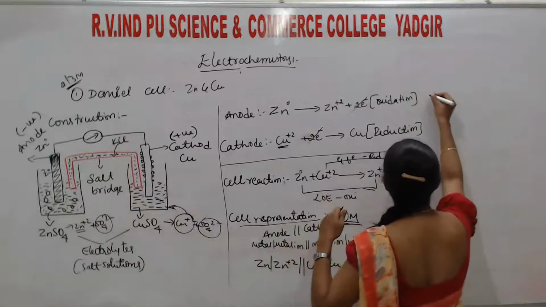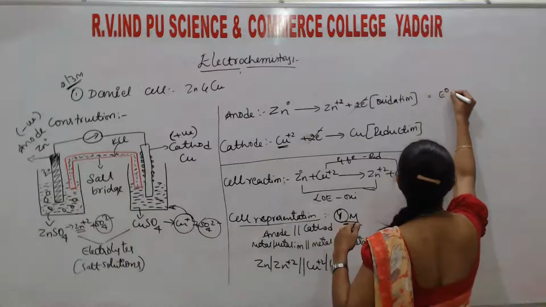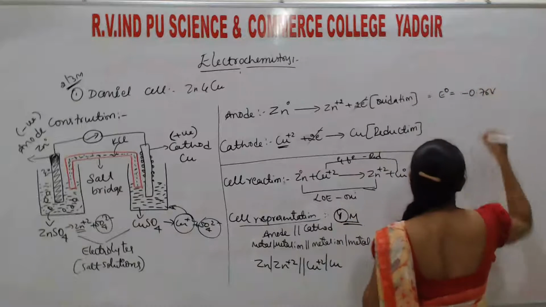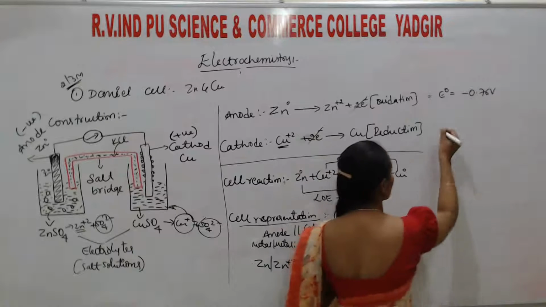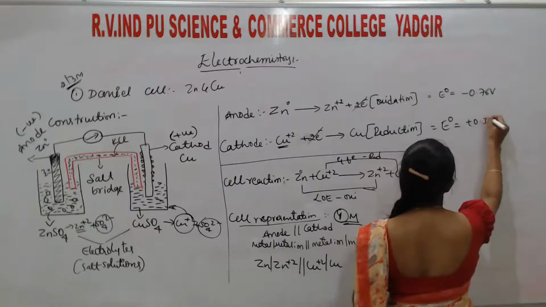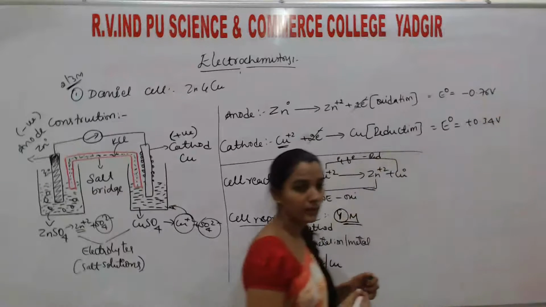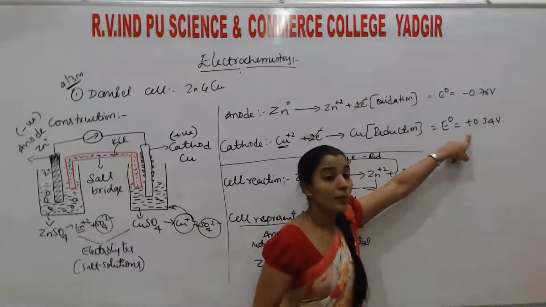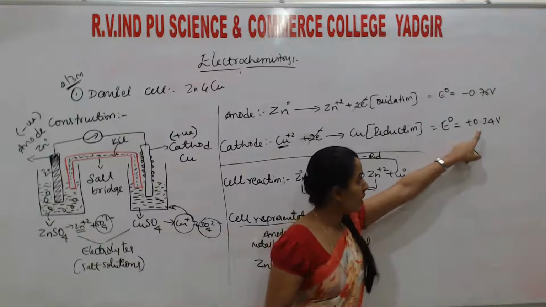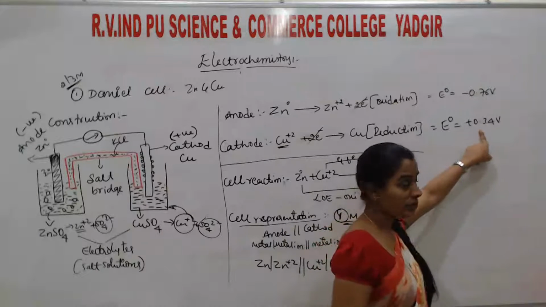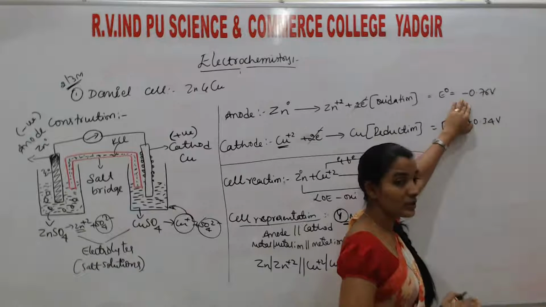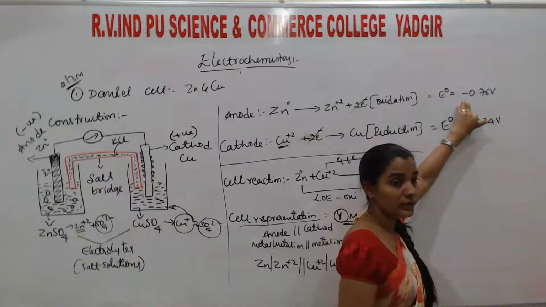So listen. Here, the electrode potential E naught for zinc is, I told you, minus 0.76 volt. Correct? For copper it is plus 0.34 volt. Correct? This is called the potential, the energy developed. Plus means it requires energy, minus means it liberates energy.